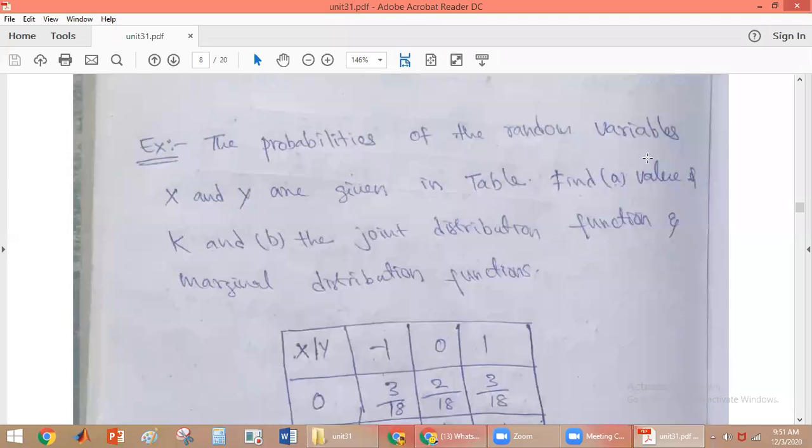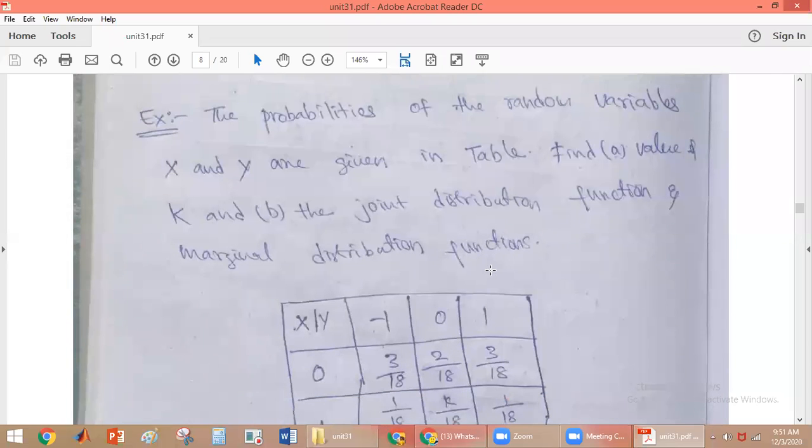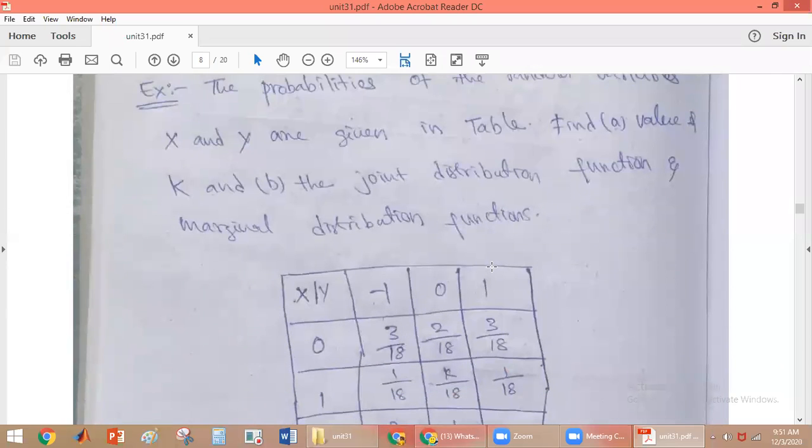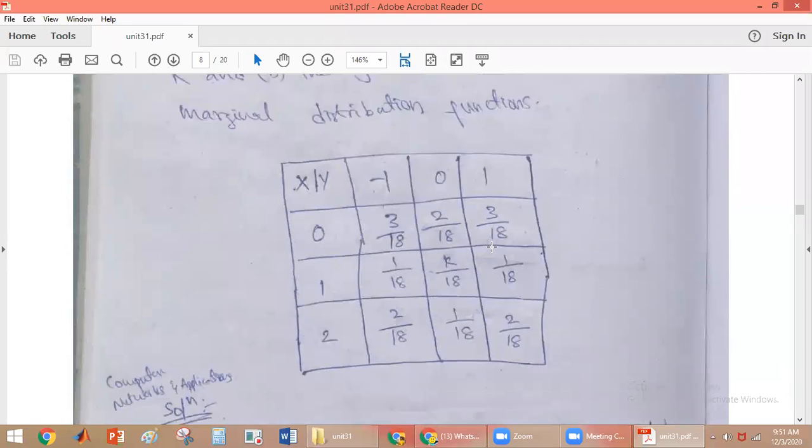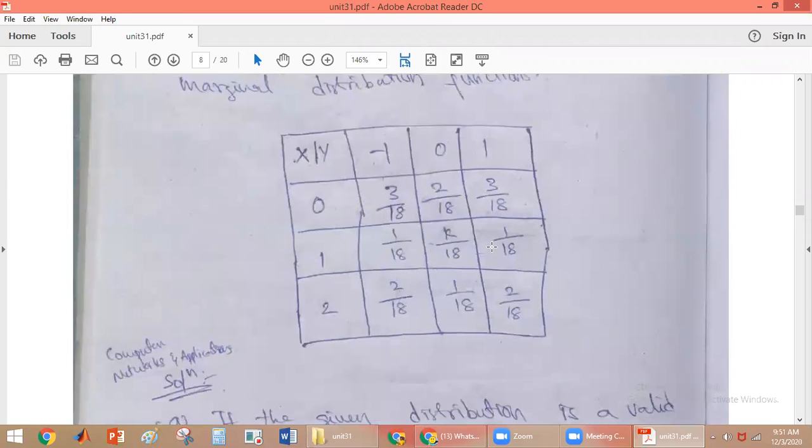The probability of random variables x and y are given in the table. Find the value of k and joint distribution function and marginal distribution function. Now here this is the table given. The first step here is to find the value of k. Then we have to find out the joint distribution function. Then we have to find out the marginal distribution function.